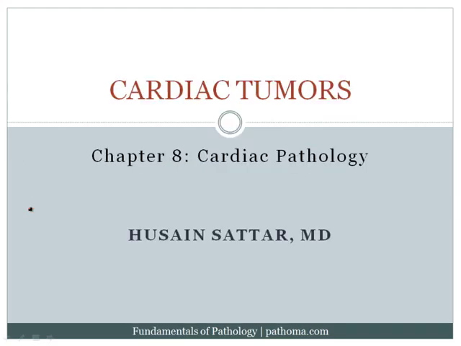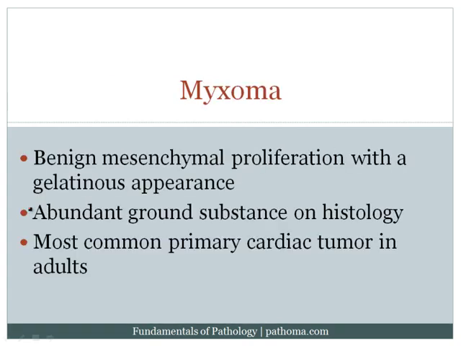The final section of this chapter deals with cardiac tumors. It's very straightforward. The first cardiac tumor is called a myxoma. This is a mesenchymal proliferation where you get a gelatinous appearance to the tumor. On histology, it shows abundant ground substance, and that's what makes it look so gelatinous. And this is the most common primary cardiac tumor in adults.